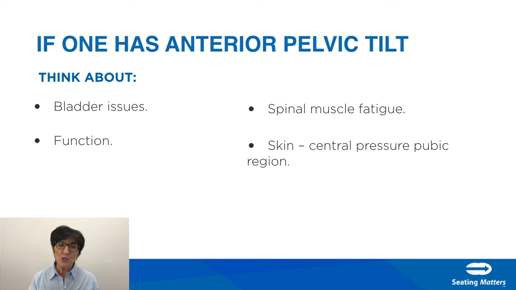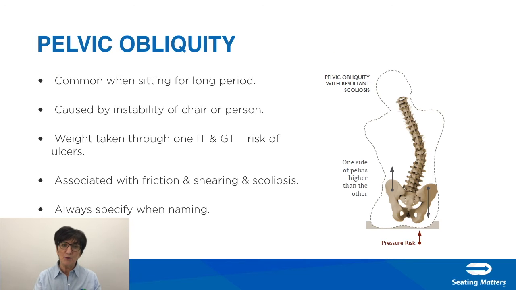So the next posture I'm looking at here is pelvic obliquity. It's common when people sit for long periods of time, and it's caused either by instability of the person or instability of the chair. The weight is taken through one IT, so the person falls to one side, and therefore there's a greater risk of pressure ulcers on the side that's taking the weight.